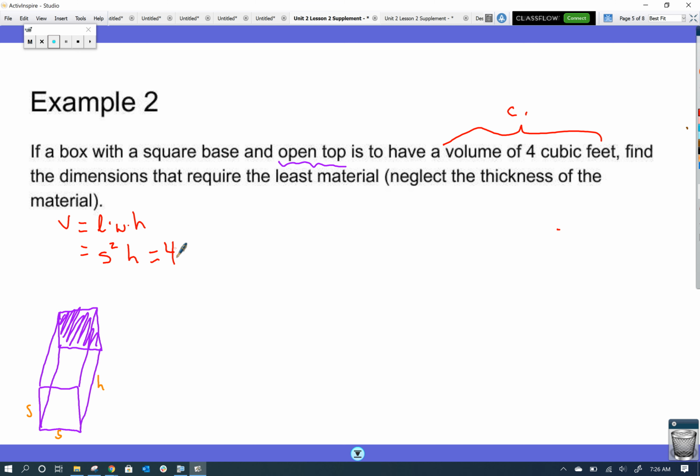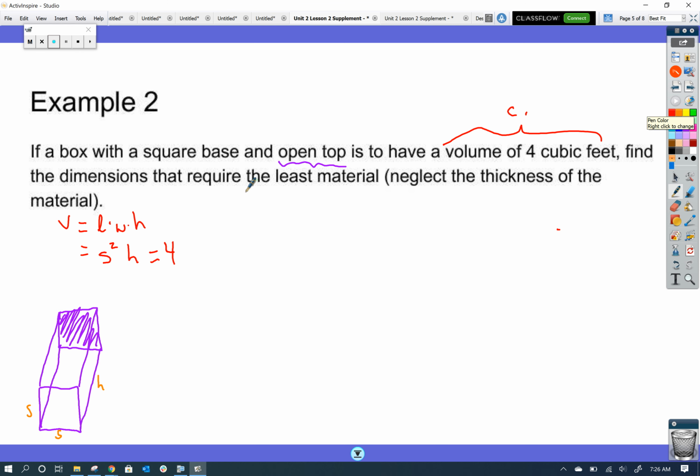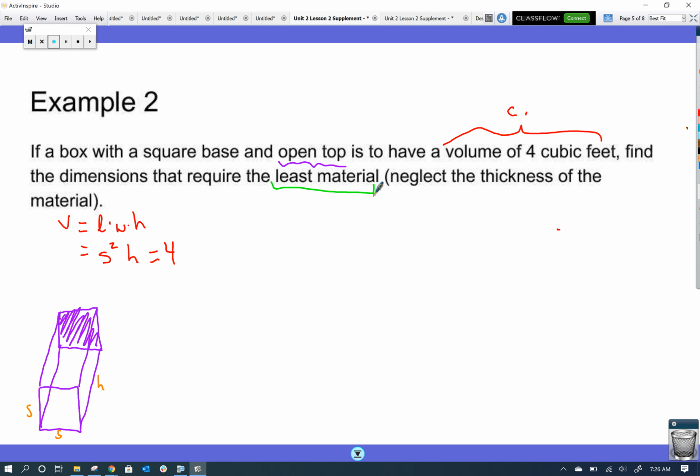All right, very good. Then we want to construct our optimal equation, the least material. Whatever it says, the most or the least, the maximum or the minimum, that is your optimal equation. This is our optimal. So we want a min for surface area.